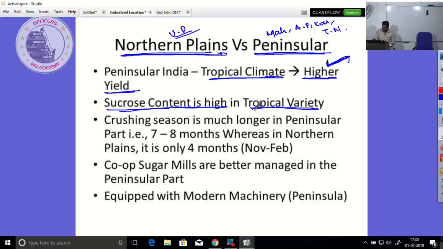It means this sugarcane has to be crushed within the said 4 months, sir. Maximum, you can have 4 months, not beyond it. What is this 4 months? November to February. But in the peninsular part of India, this crushing period can be extended to anywhere between 7 to 8 months. If that is the case, you have a longer crushing period also. That is one advantage.